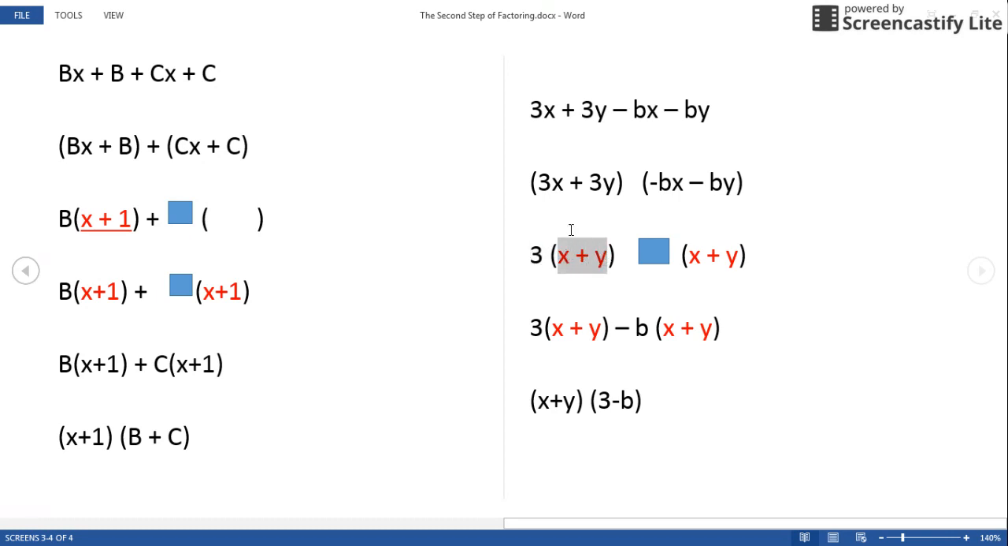Just like before, if I've got x plus y here, I know I need to have it over here. To figure out what's going to go in front, let's divide this part by the y that is on the back here. Negative by divided by y, those y's are going to cancel, and I would be left with a negative b. So it's negative b that needs to go out in front of our second set of parentheses. Since these x plus y's match, we can factor x plus y out. That leaves a 3 from the front and a minus b from the back.